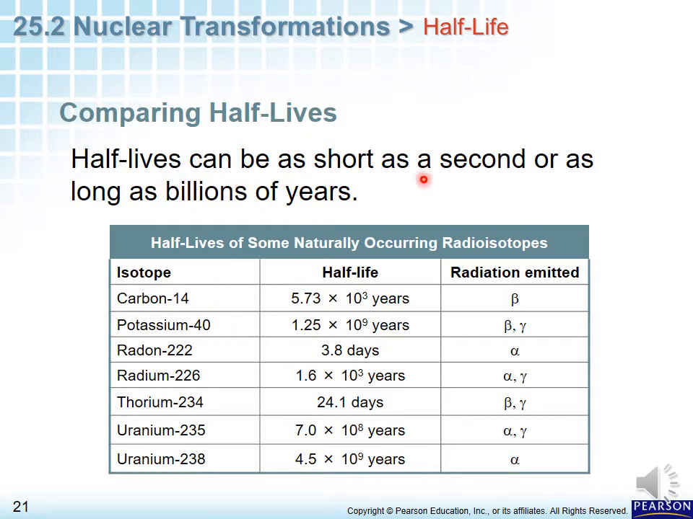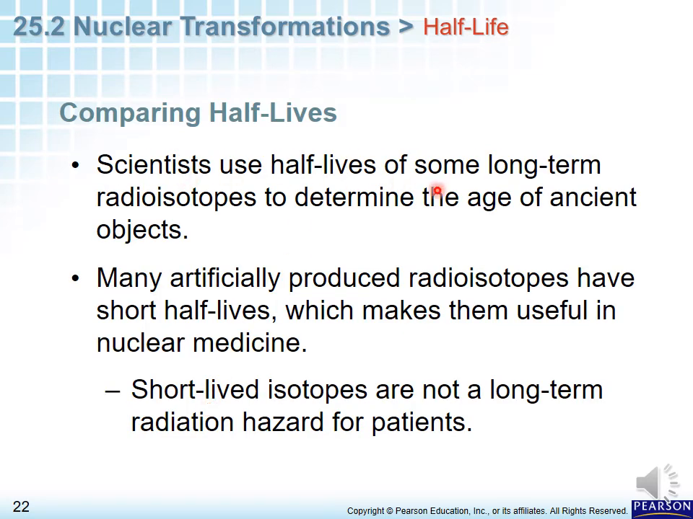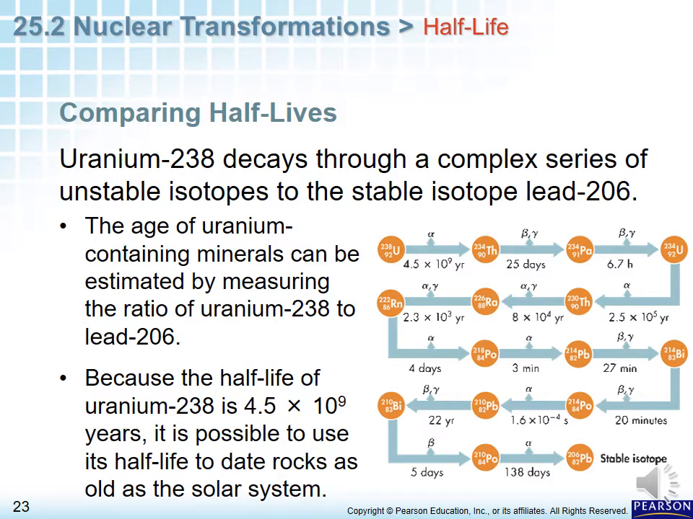Half-life can be as short as a second, or as long as billions of years. So you can see these are the different half-lives of different isotopes of elements. Scientists use the half-life of some long-lived radioisotopes to determine the age of ancient objects. Many artificially produced isotopes have short half-lives, which makes them useful in nuclear medicine. Short-lived isotopes are not a long-term radiation hazard for patients.